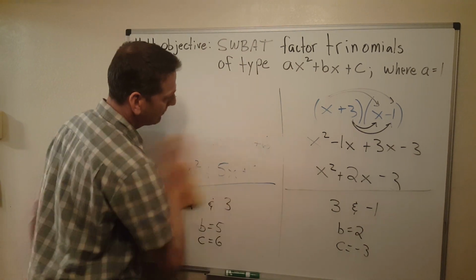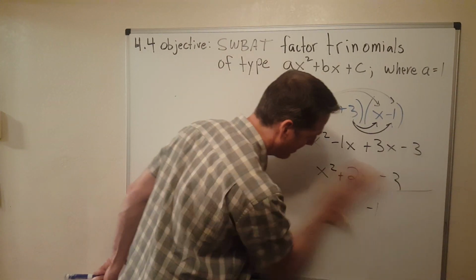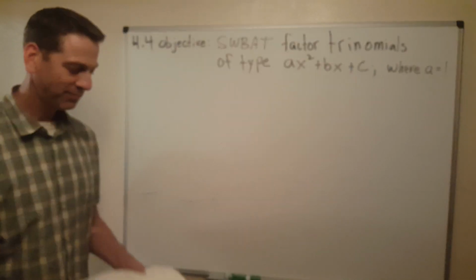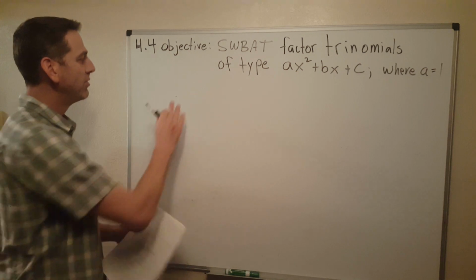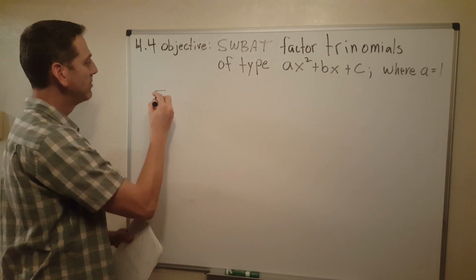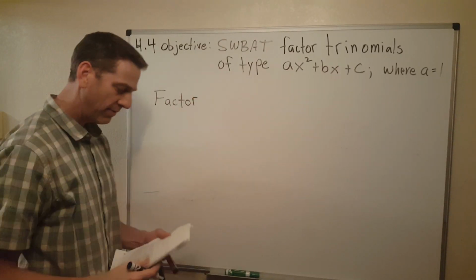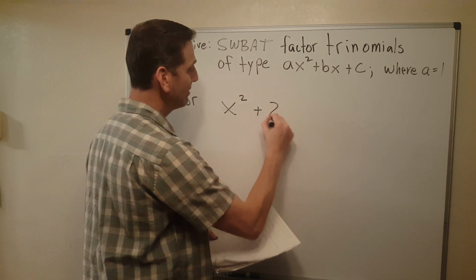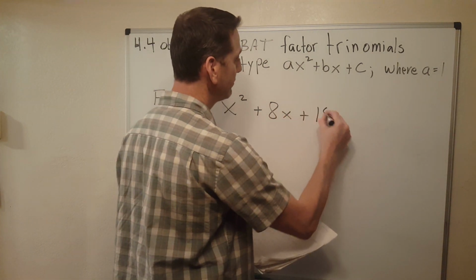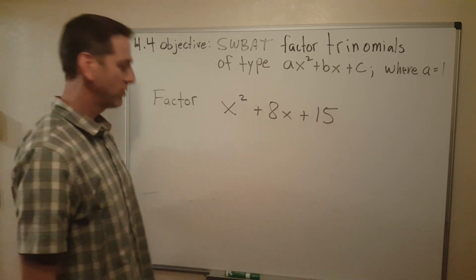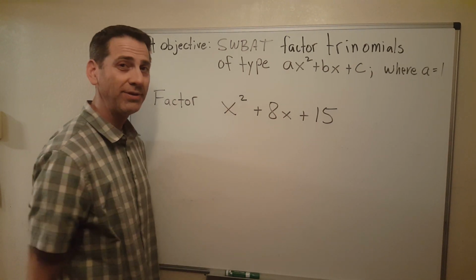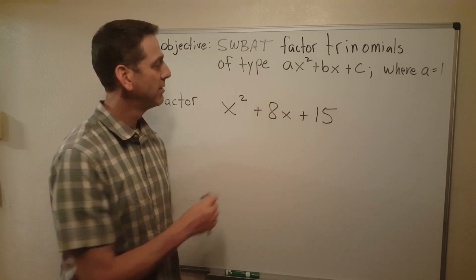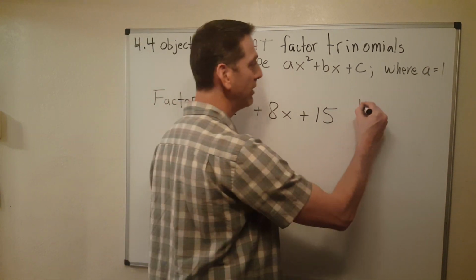All right? So let's go ahead and factor some trinomials. Let's go ahead and factor x squared plus 8x plus 15. X squared plus 8x plus 15. All right, so the first thing you need to look at is, is it in standard form? Yes, it is in standard form. So that's really step 1.